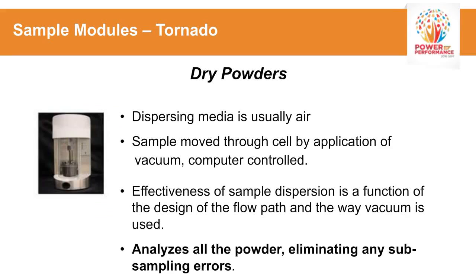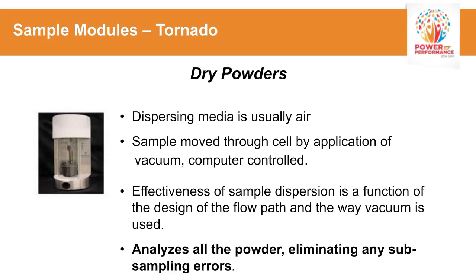Most people are starting to go to the dry powder systems because of their ease of operation. There is no sample prep. You're taking the powder directly, or a representative sample, and placing it in what looks like a small graduated cylinder, and placing that in the sample module. This goes in the same orientation as the liquid module and fits into the same slot.